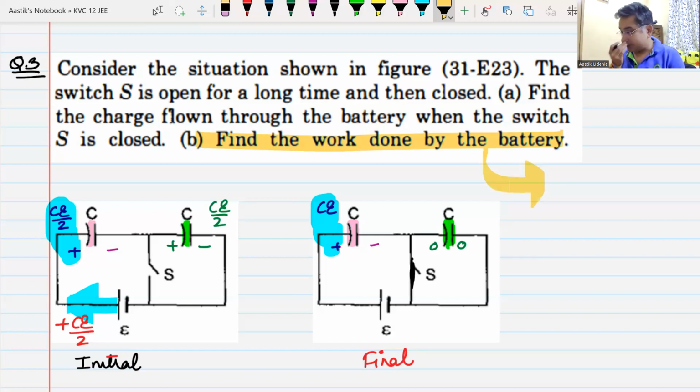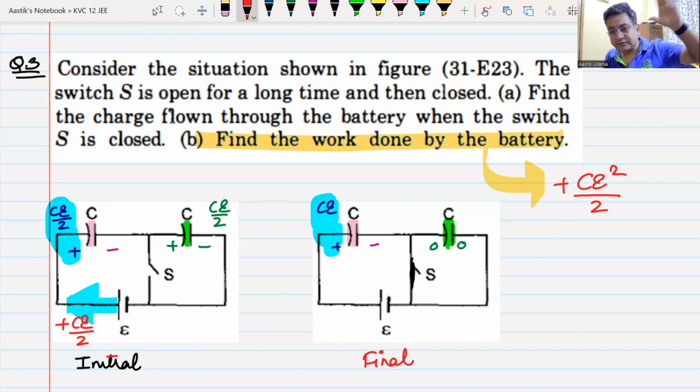How much is the work done? So first of all, E times the charge, which is plus CE square by 2. Do we understand this? Yes, sir.